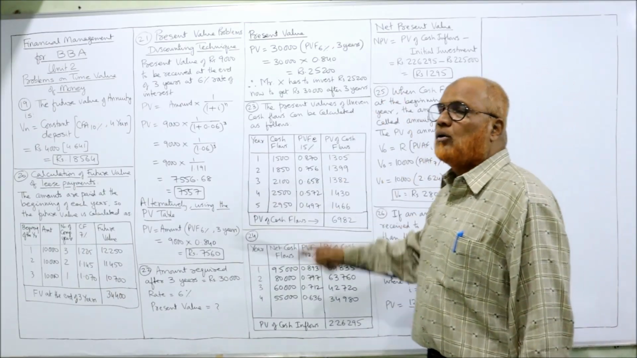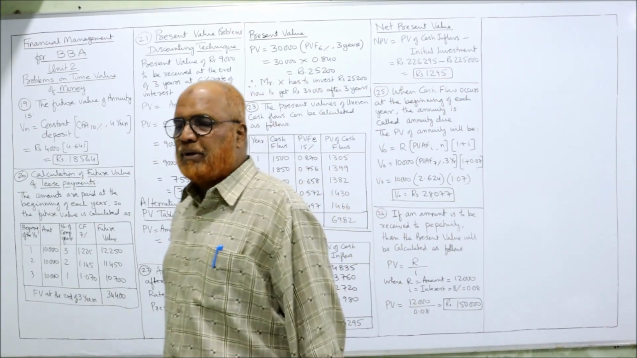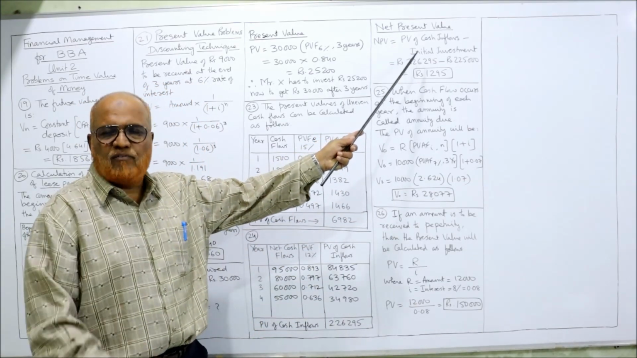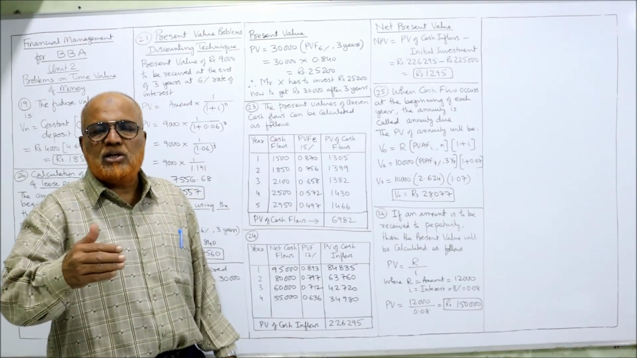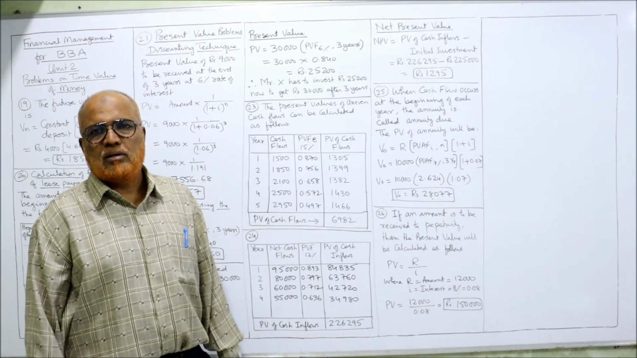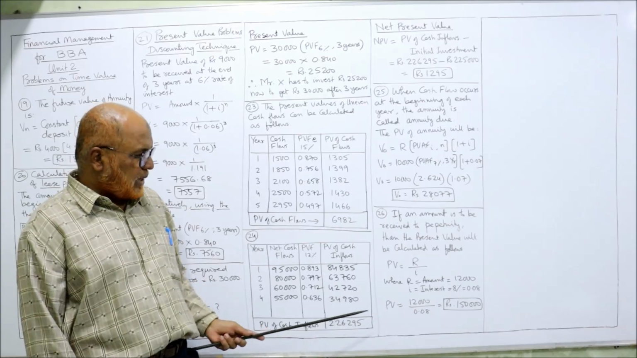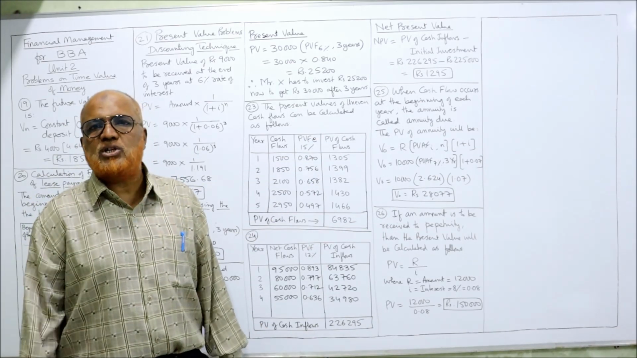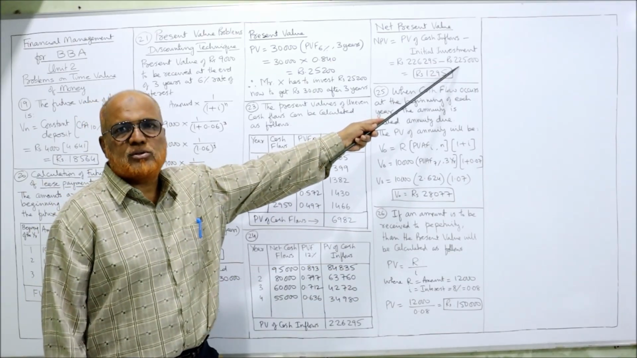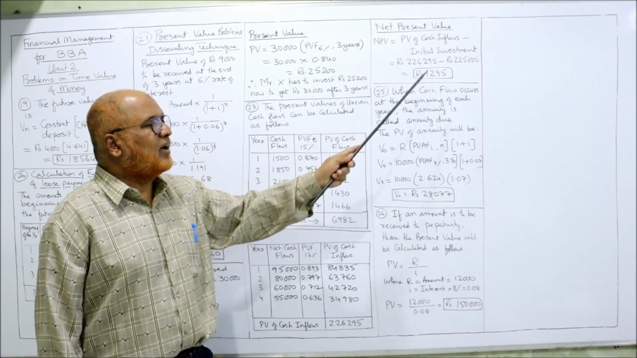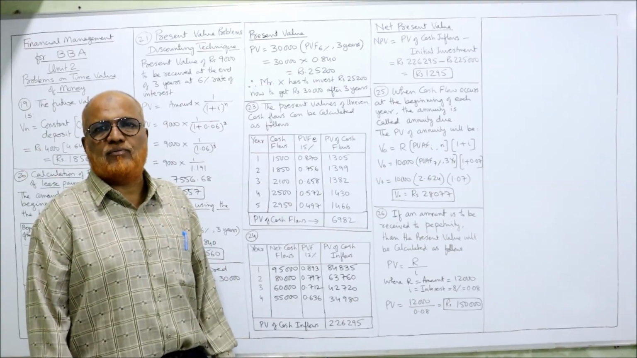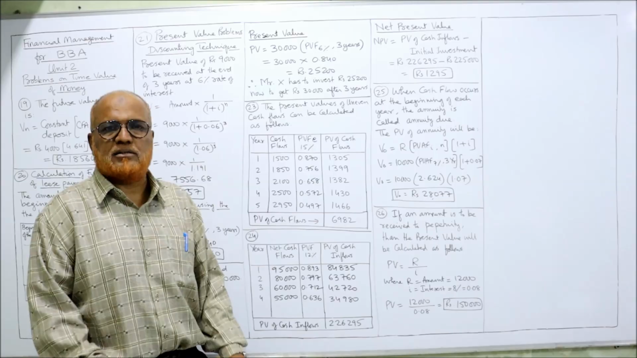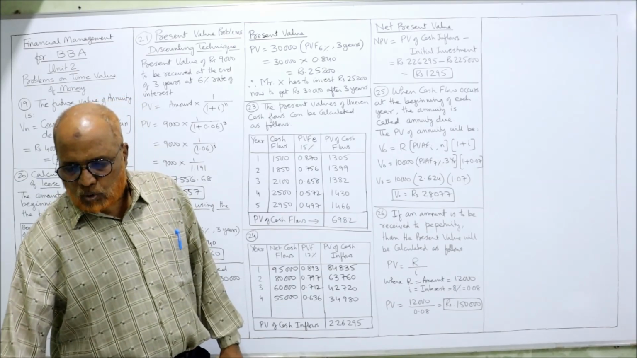Now we have to find out net present value, NPV. The net present value formula: present value of cash inflows minus initial investment. The present value we have calculated is 2,26,295, whereas cash outflow, initial investment, is given 2,25,000. Subtract, you will get 1,295 positive. This is called net present value. That's it. Now, 25th problem.